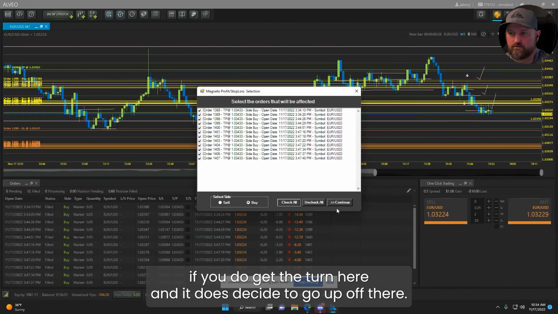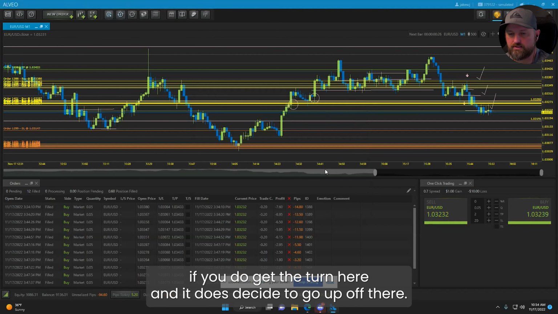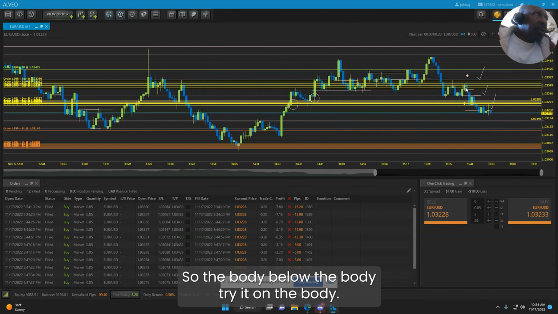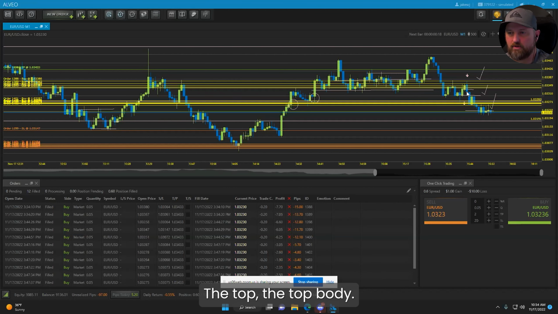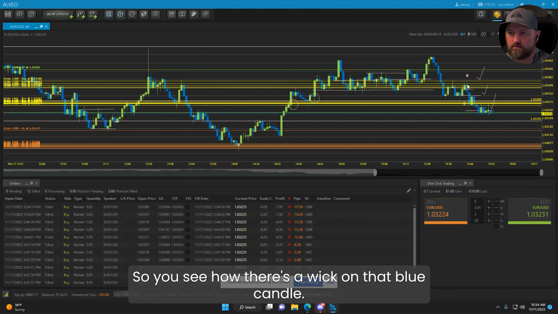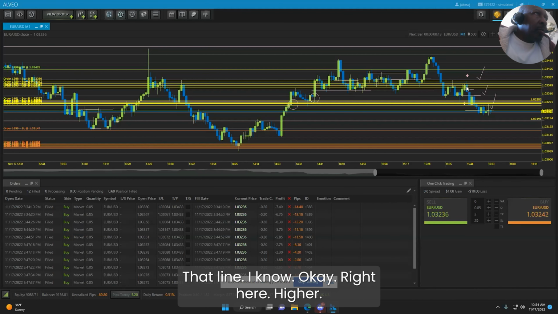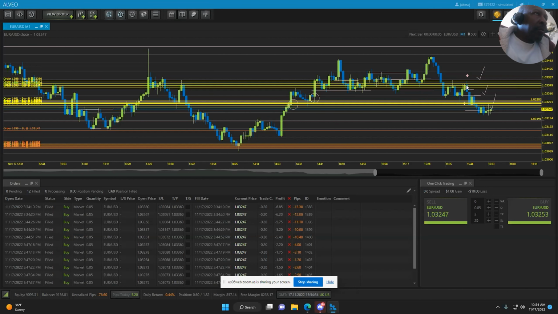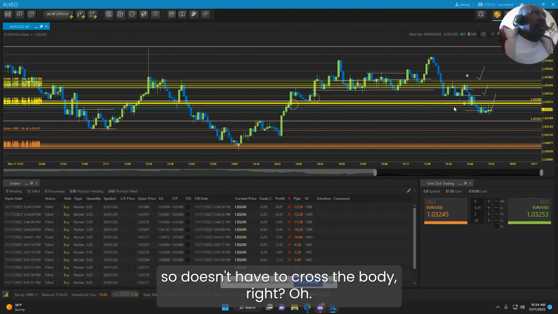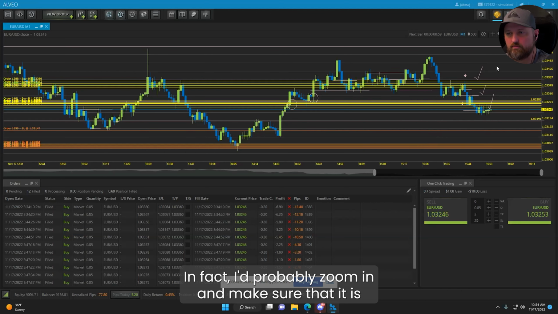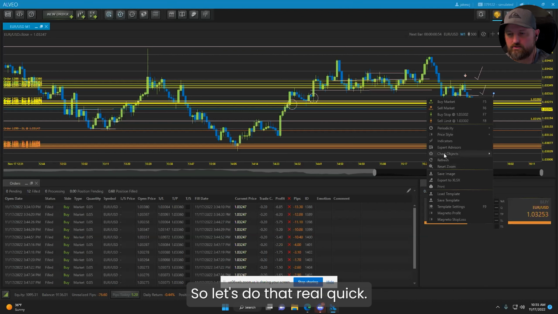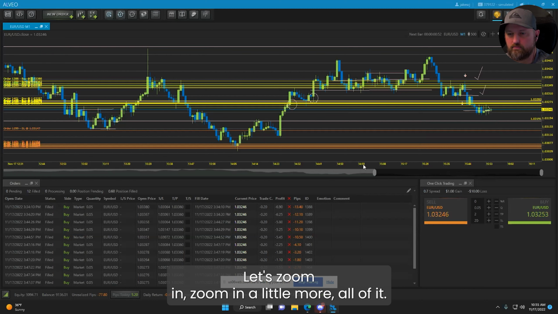So what you're doing is, if you do get the turn here and it does decide to go up here, below the body. Make sure below the body. Okay. The top body. So you see how there's a wick on that blue candle? Yeah. So right below the body, that line, right? Nope. Right here. A little higher. Nope. Higher. Right here. Lower. Just like a million. There you go. Right there. Oh. Okay. So it doesn't have to cross the body. Right. In fact, I'd probably zoom in and make sure that it is below the top of the body. So let's do that real quick. Let's zoom in.